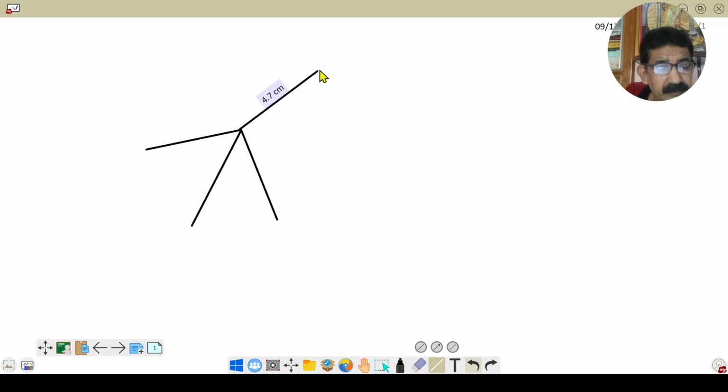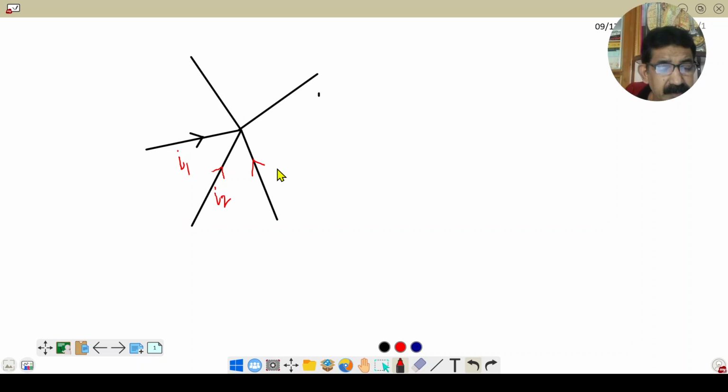Suppose there is a circuit like this. Actually, it is a junction. We are drawing a junction, and this is the direction of electric current, I1. Suppose this is I1, and this is the direction of electric current I2.